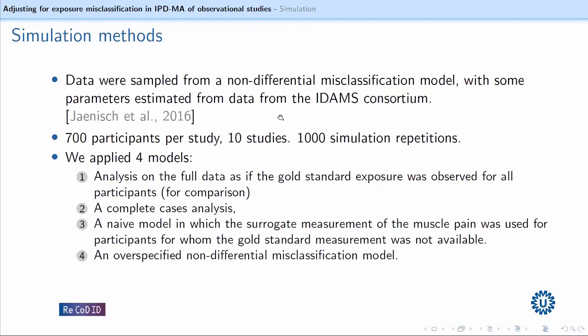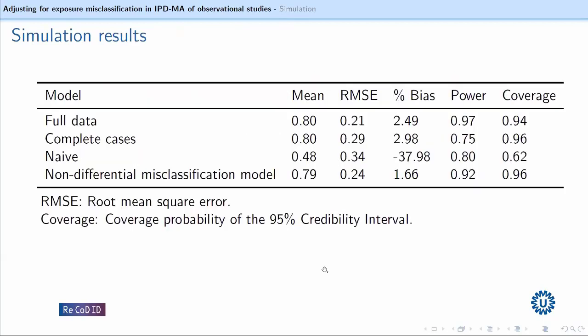So we also did a simulation study where we repeated this 1,000 times. The only difference is that we only have one misclassification model here, the non-differential one. And it's actually over-specified in this case. So now the true value for beta is 0.80. As you would expect, the complete case analysis actually does get the right value here.